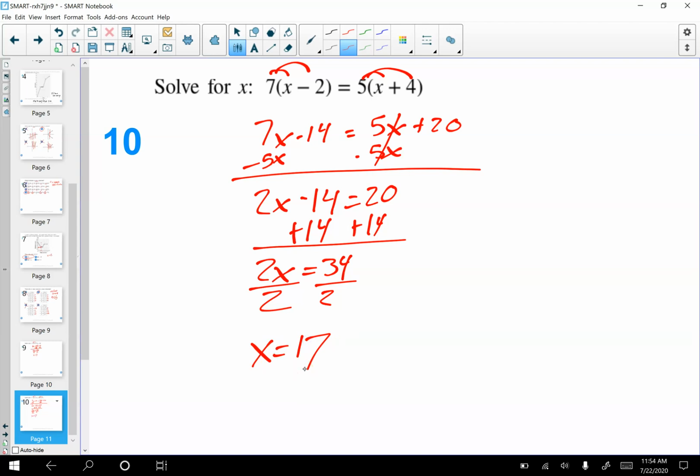Okay, so double distribute both sides, and then just solve in the same exact way we did last time. And there is all of your questions for your midterm review.